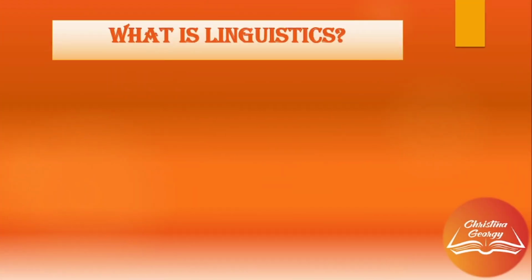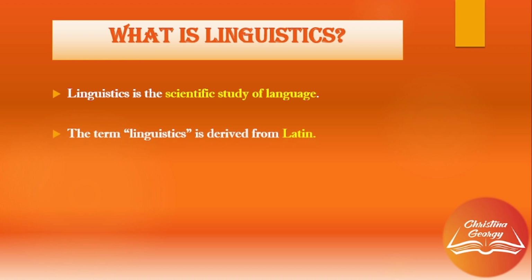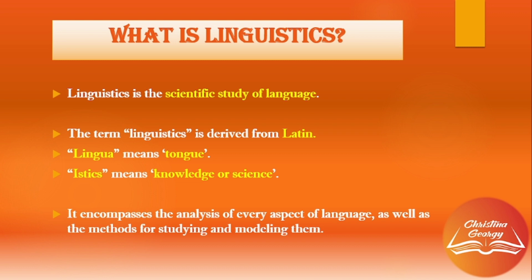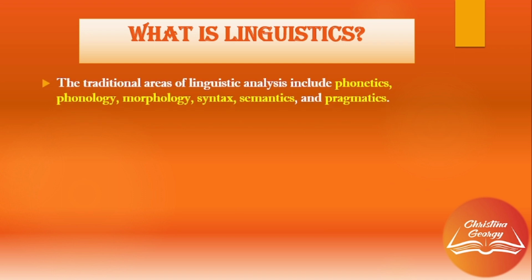What is linguistics? Linguistics is the scientific study of language. The term linguistics is derived from Latin. Here lingua means tongue and istics means knowledge or science. So together they form the word linguistics. Linguistics encompasses the analysis of every aspect of language as well as the methods for studying and modeling them. The traditional areas of linguistic analysis include phonetics, phonology, morphology, syntax, semantics, and pragmatics.